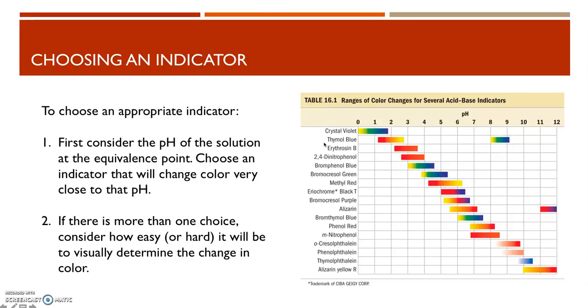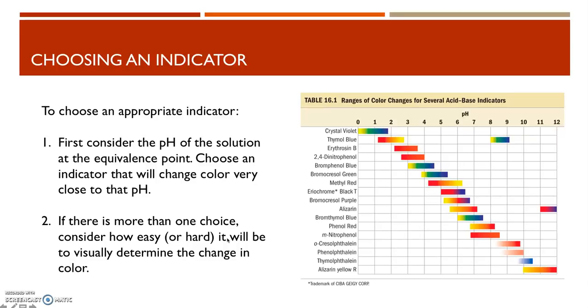Okay, so we would look at a color chart like this, and we would try to figure out which indicator will change color around a pH of 7. So we'll go to pH of 7, we'll come down here, we see that alizarin will turn from a yellow to a red around pH of 7. Bromothymol blue will turn from a yellow to a blue around a pH of 7. Phenol red goes from yellow to red. Nitrophenol, a couple of other things. Phenolphthalein is kind of up here. Seems like it's a little out of the range.